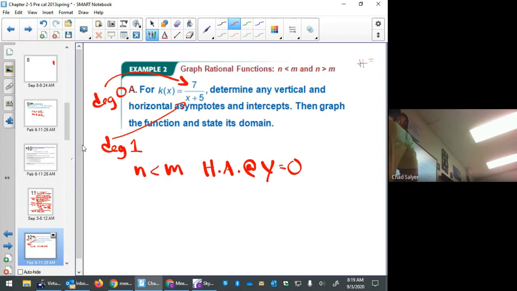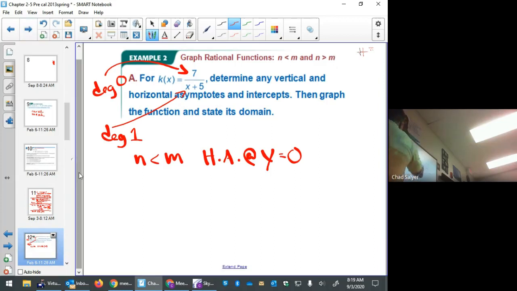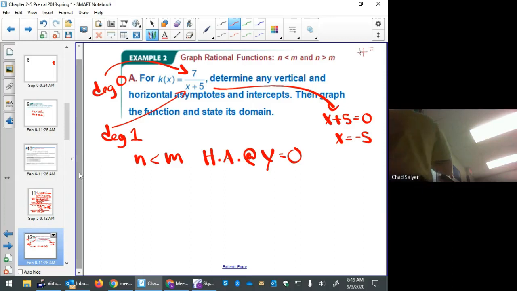Now let's talk about vertical asymptotes. Well, the 0 at the bottom is at x equals -5. That is not shared with the numerator. The numerator, in fact, has no zeros at all. And so I will say this is a vertical asymptote at x equals -5. So let's sketch the graph here.